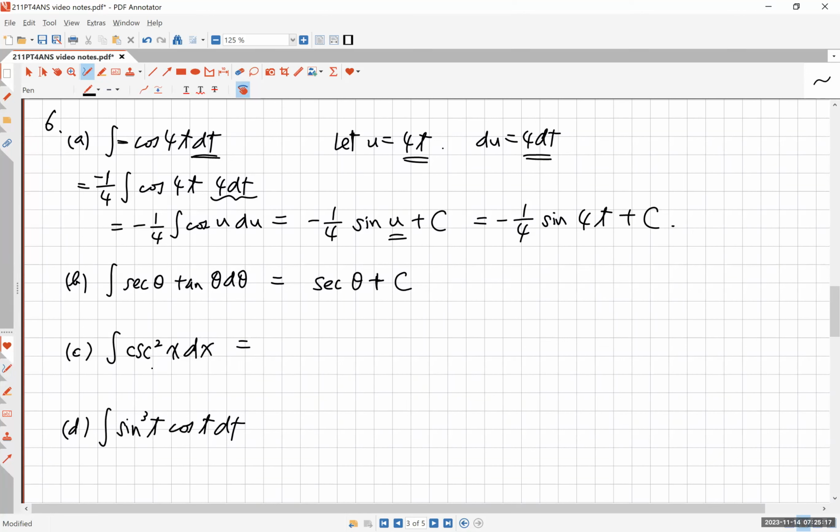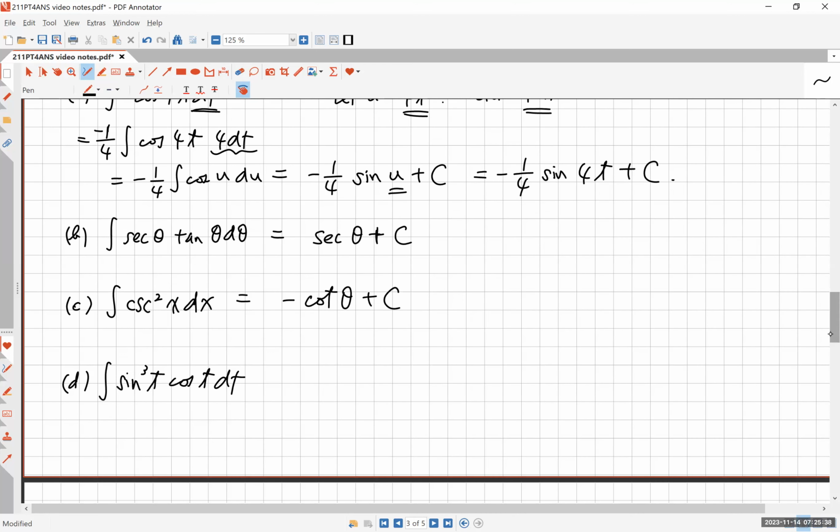How about cosecant square? Does it look familiar? Yeah, that's cotangent. Or is it? Well, it's almost, because the derivative of the cotangent function is negative cosecant square. So I would have to put the negative here so that this will be negative times negative, which is positive. Okay, so remember your trig functions and their derivatives.